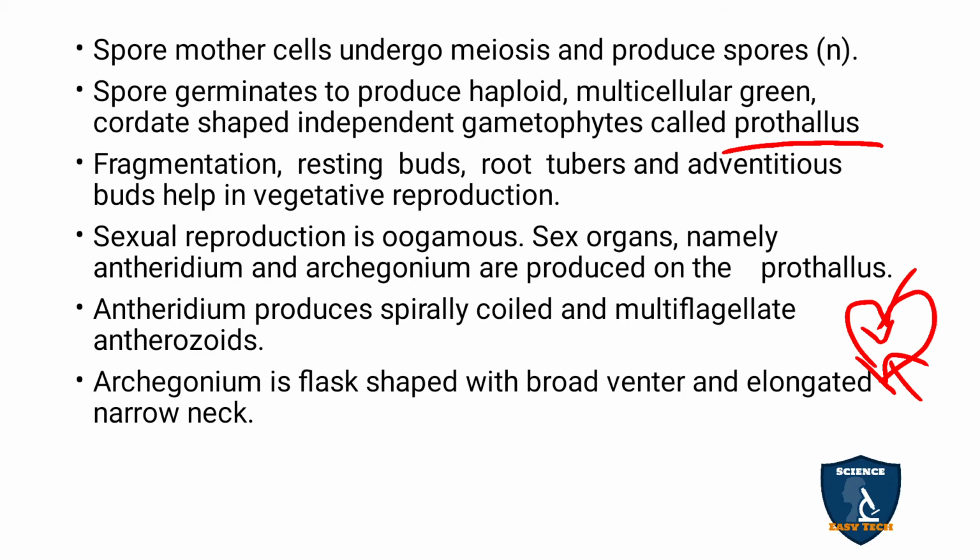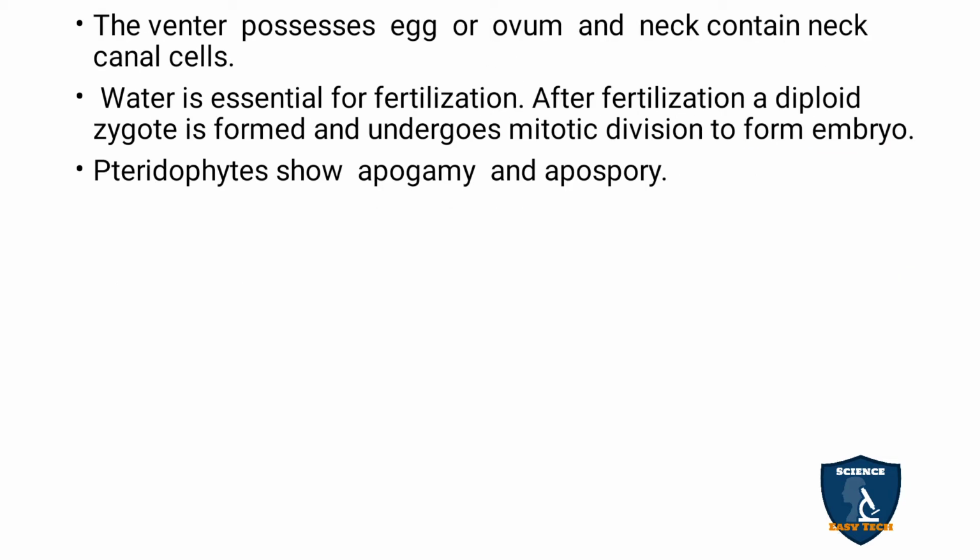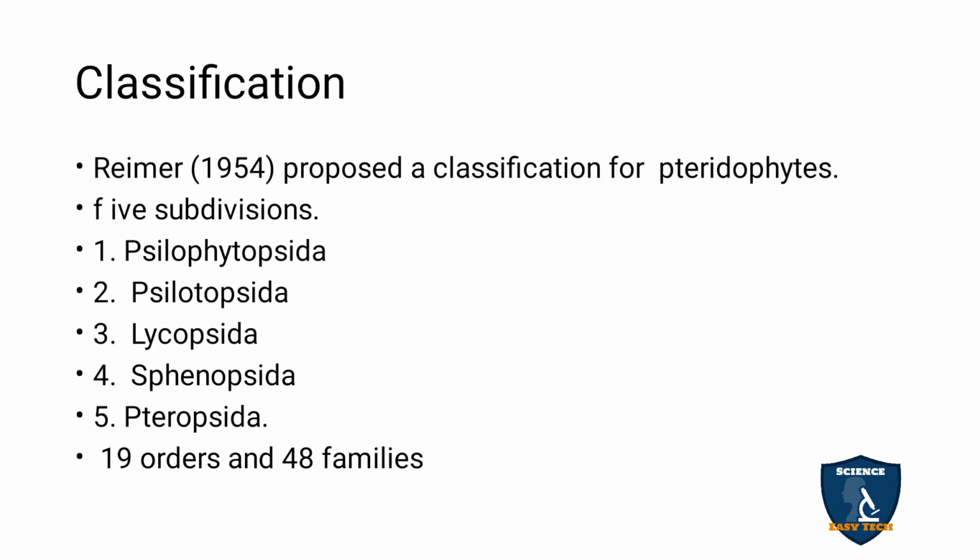It has the venter. In the venter you can see the ventral canal cell and the egg cell, and there are also neck canal cells. Here also water is essential for fertilization. After fertilization, the diploid zygote is formed. It divides to produce the embryo. The pteridophytes show apogamy and apospory types of development.